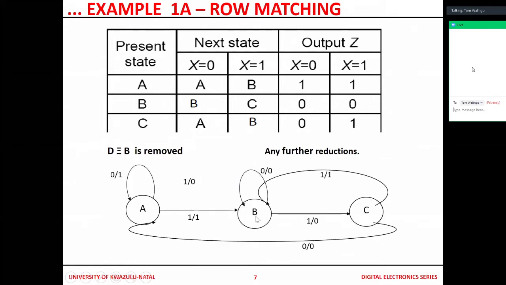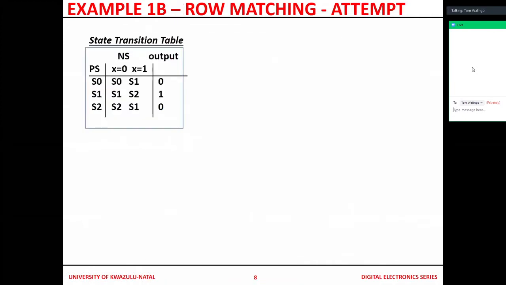So this is your final state diagram. The machine reduced from 6 to 3, from implementing with 3 flip-flops to implementing with 2, thereby making your machine cheap. That we had done it. Okay, and then we went on to the next one.